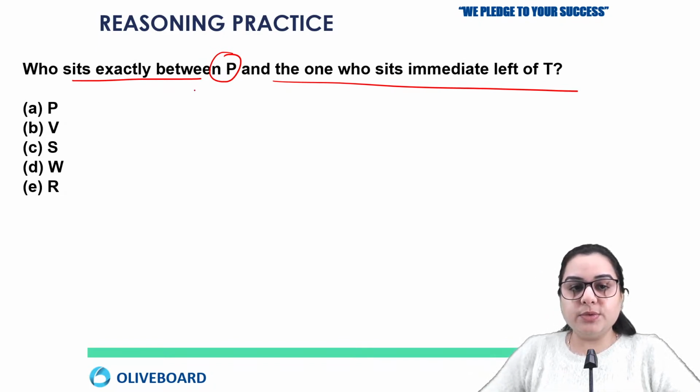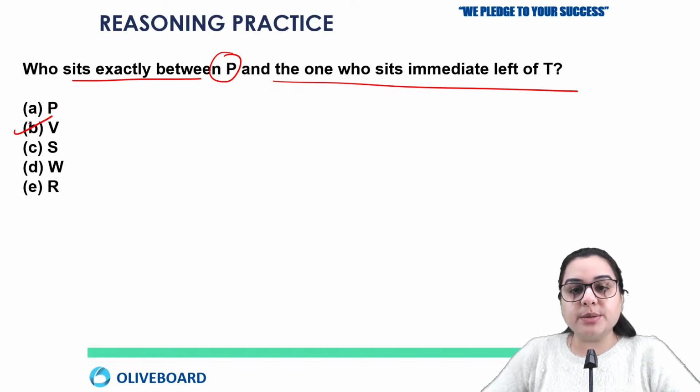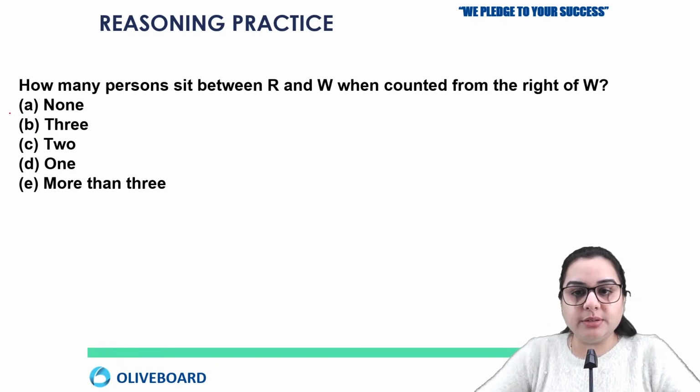So here, who sits exactly between P and the one who sits left of T? You can see the person who is sitting left of T is Q, and it is V who is sitting between P and Q. Okay, is this clear? Just check out your explanation.